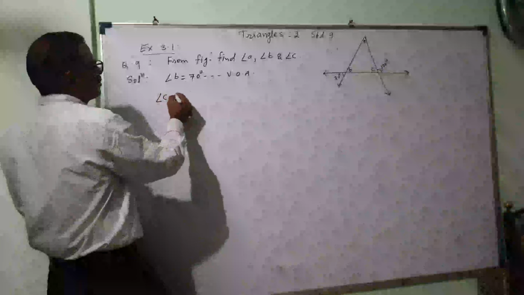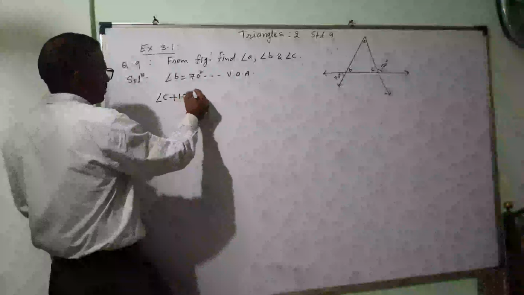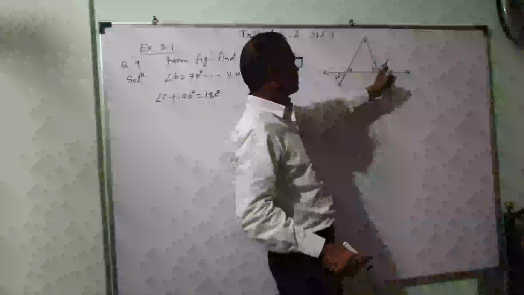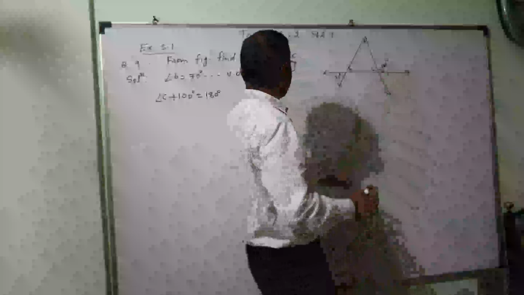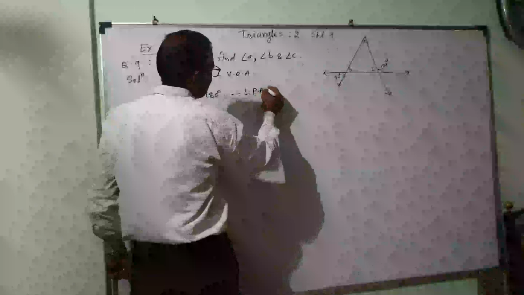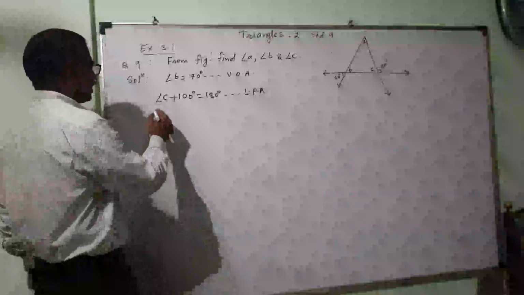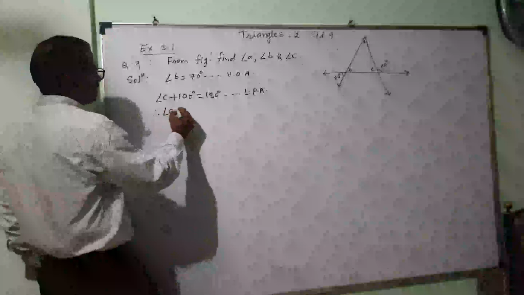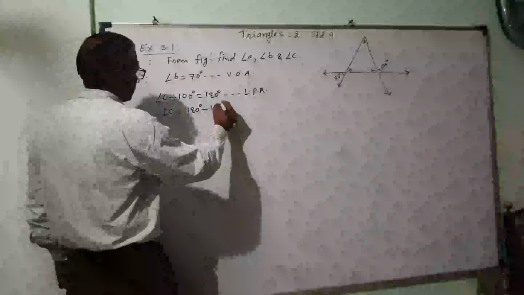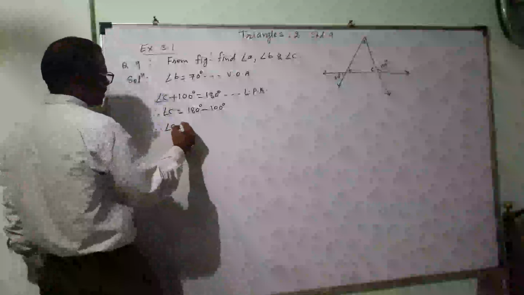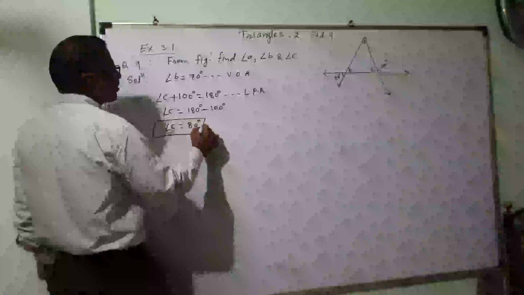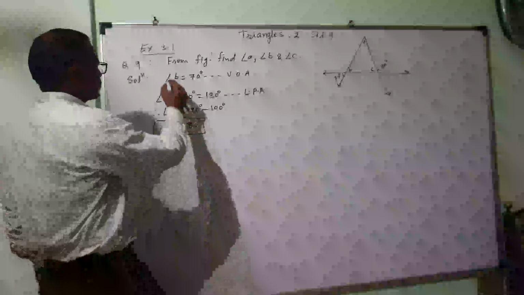Angle C plus 100 is equal to 180 degree. See this, these two angles, their sum is 180 degree. They are linear pair angles. Reason is linear pair angles. Sum of linear pair angles is 180 degree. Therefore, angle C is equal to 180 degree minus 100 degree. Therefore, angle C equal to 80 degree. Angle C is over. Angle B is also over.